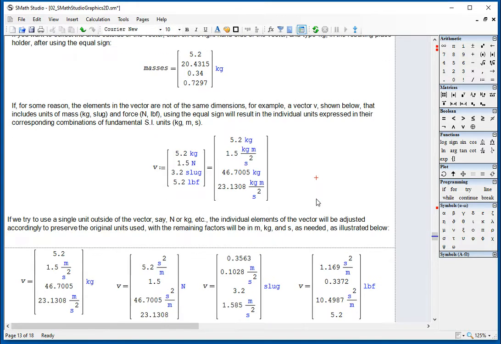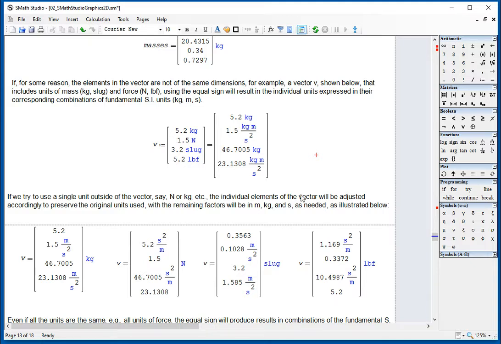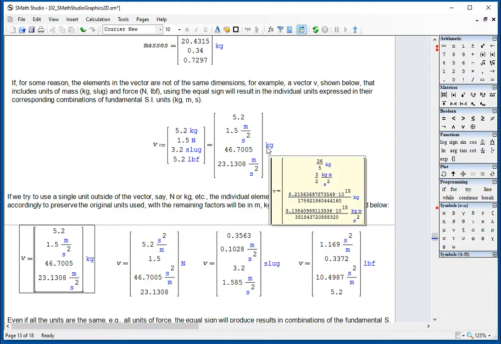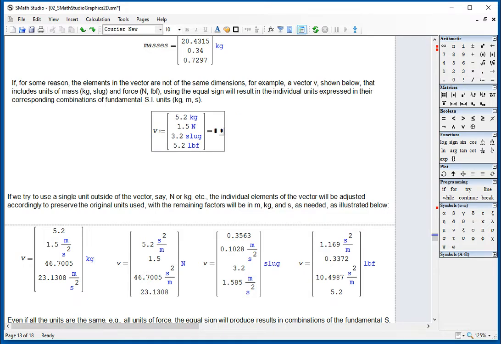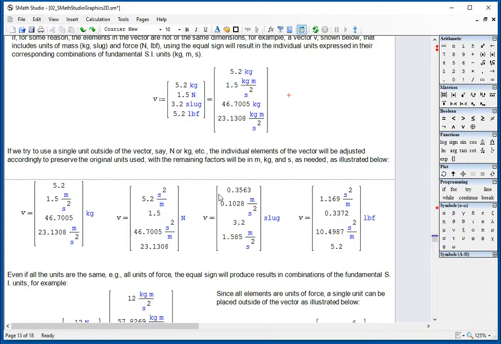There's no way to produce a common unit for this because they belong to different dimensions. But if you click here and type apostrophe kg, then you're going to get this result where every element in the vector has been divided by kilograms, giving you the remaining units. So what I've done here is repeat the V equal and extract as common unit the Newton, for example, the kilogram here, the Newton here, slug, and pound force, and you get different numbers because the remaining units have been divided by different units.